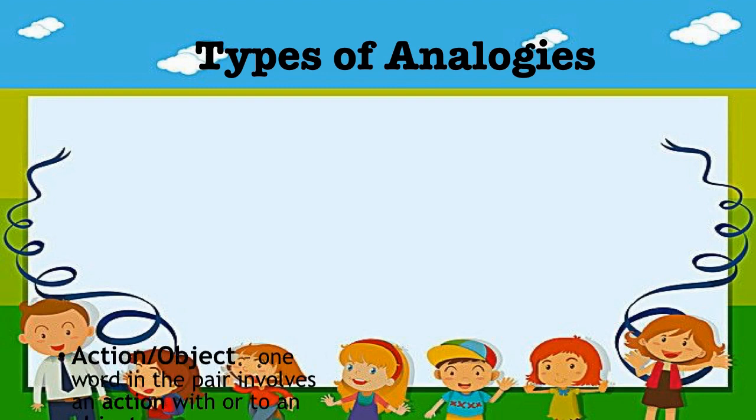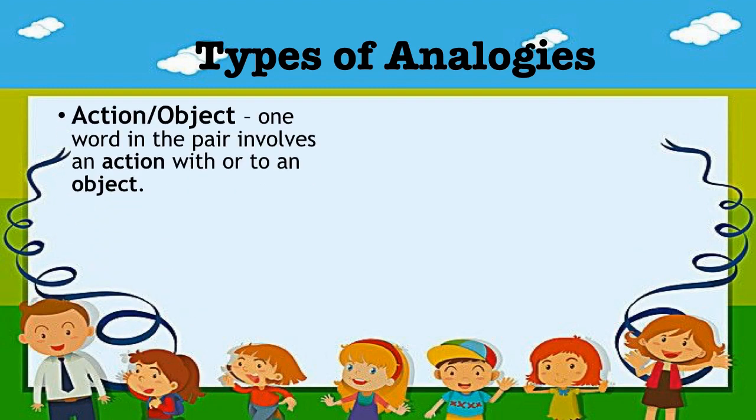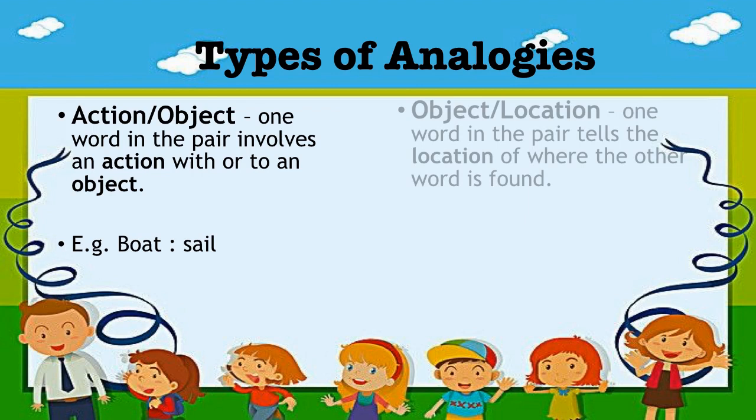Let's go further. Another type of analogy is action object. This is when one word in the pair involves an action with an object or to an object. For example, boat is to sail. The object here is the boat, the action is sail.